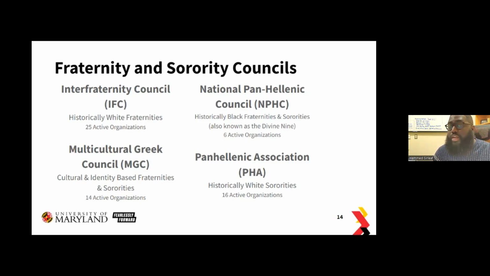Next is the National Panhellenic Council, also known as the NPHC or the Divine Nine. These are our historically Black fraternities and sororities, which, fun fact, are celebrating 50 years of being in existence at the university. So really exciting stuff here. Right now we have 6 active organizations. Finally, we have the Panhellenic Association, also known as the PHA. Typically when you think about sororities, you're thinking about this council. There are 16 active organizations within the PHA.